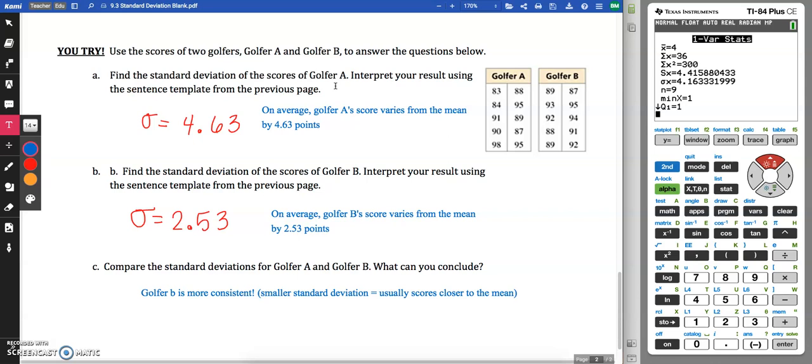So when we compare them, what can we conclude? Well, looking at the two standard deviations, it doesn't really tell us who's an actual better golfer, because standard deviation is telling you how much they vary from the mean. So all it really tells us is that golfer B is more consistent, meaning because his standard deviation is smaller, his score is usually closer to his average. So he's more often scoring the same. He could be getting really bad scores every time, but he's more often scoring closer to his average score.